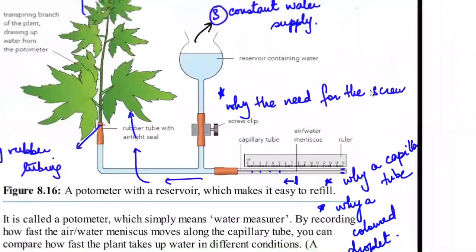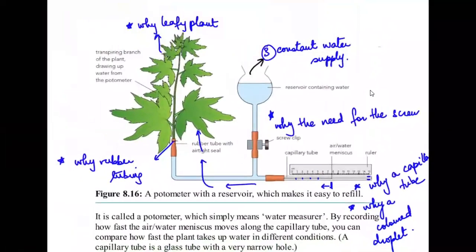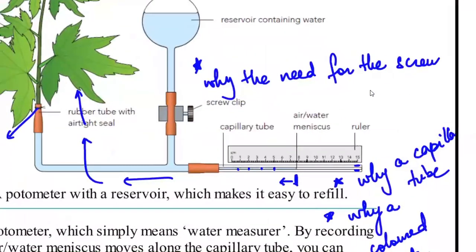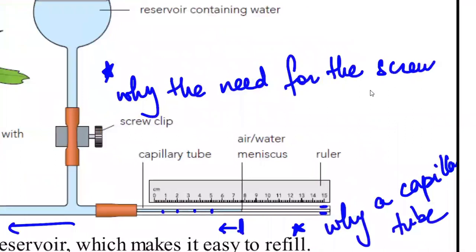Okay. Now, another thing is that, let's go back. We wanted to measure the rate of transpiration, and we wanted to have a mathematical value for it, right? In order to mathematically have a value for it, we are actually indirectly measuring the rate of water uptake. Now, the ideal thing should be that the water uptake could have been calculated in ml.